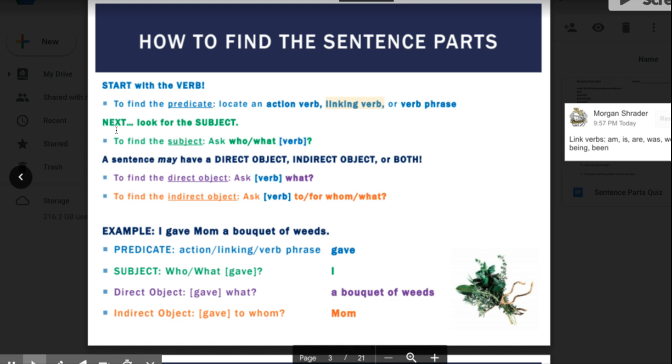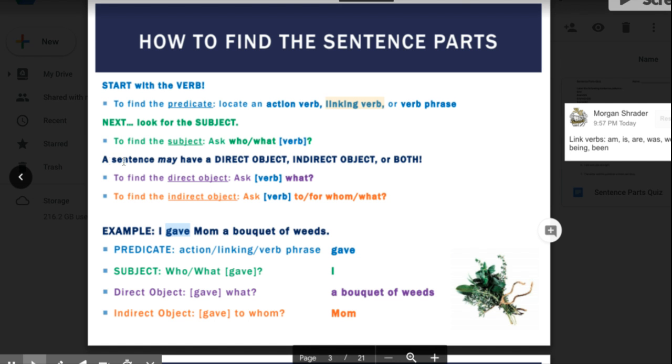Okay, next, number 2 in your notes. Look for the subject. This is the next blank in your notes. Look for the subject. To find the subject, ask who or what, and that will tell you what the subject is. So we're going to look at an example down here. I gave Mom a bouquet of weeds. All right, find the predicate first. Gave. Okay, that's my verb, so I know it's an action word. It's easy to find. Then I ask myself when I'm looking for the subject, who or what, plus the verb. So who gave? I gave. That's my subject. That's an example.